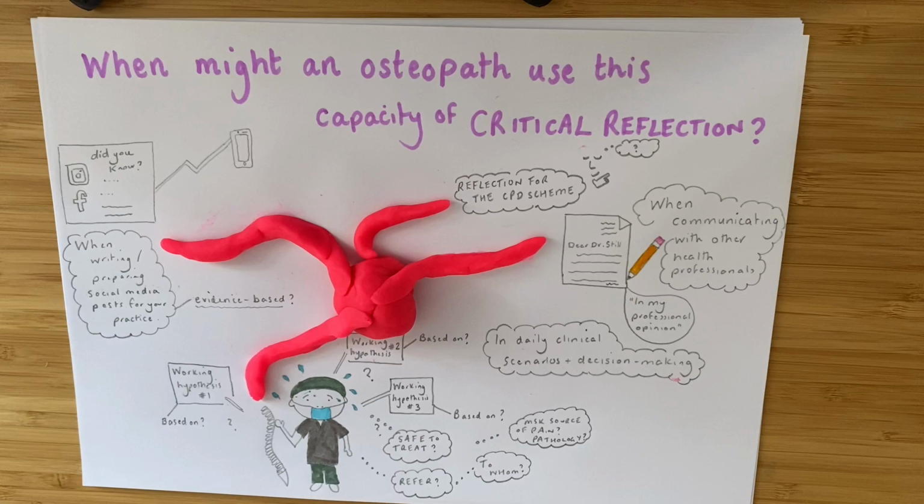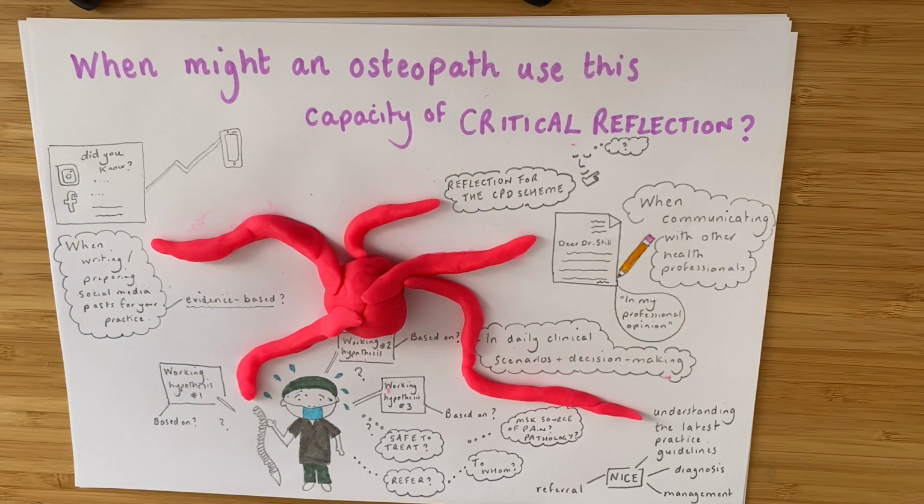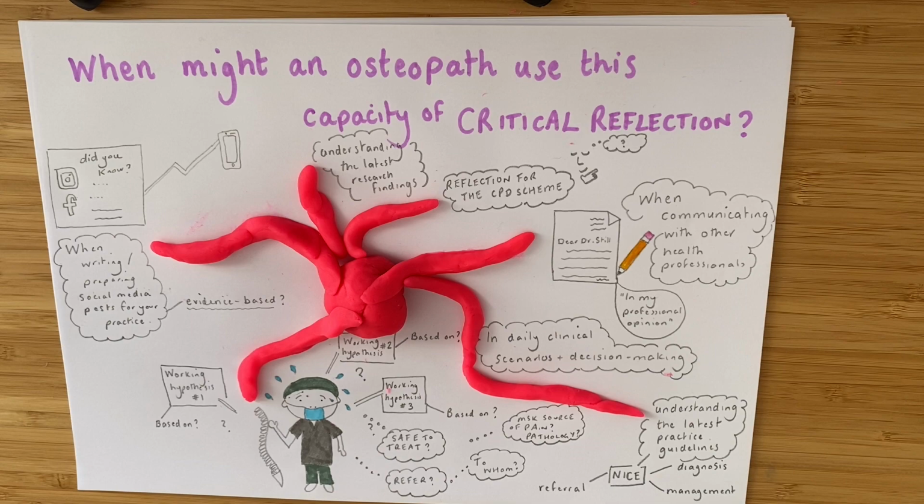Also, reflection for the CPD scheme, which is required of all osteopaths in the UK, is an important process that uses critical reflection. Understanding the latest practice guidelines is another area that you might use critical reflection in, looking at the NICE guidelines. And finally, understanding the latest research findings, knowing what's good research and what isn't such good quality research, and what to take from it. These are all things that critical reflection helps with.